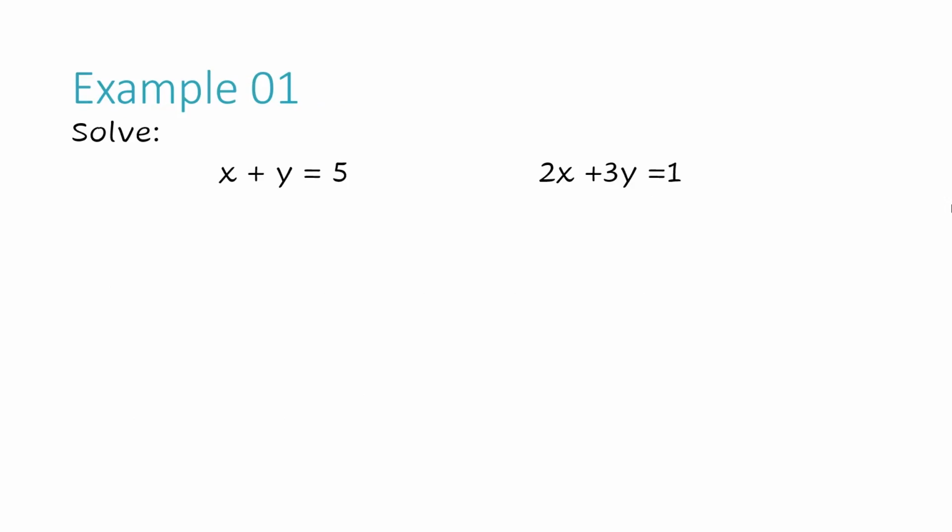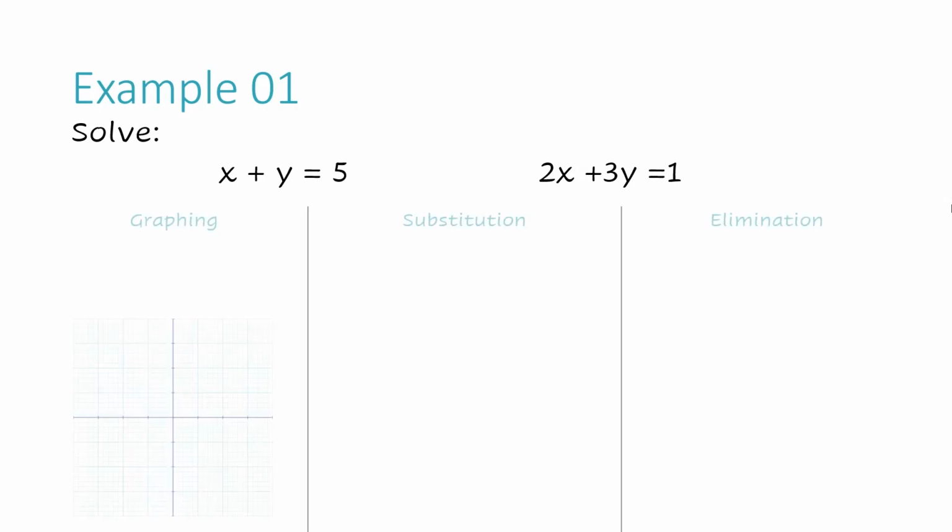Example number 1. Let's say I have the two equations x plus y equals 5 and 2x plus 3y equals 1. Well, I'm going to start off by graphing to get my answer. Then I'm going to use the substitution method to get my answer. Then I'm going to use the elimination method to get my answer.